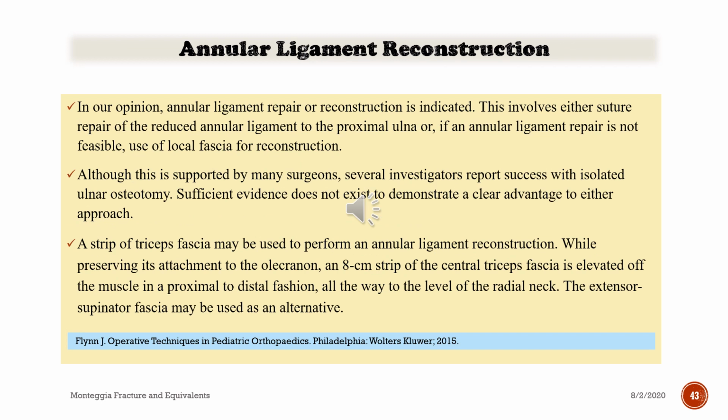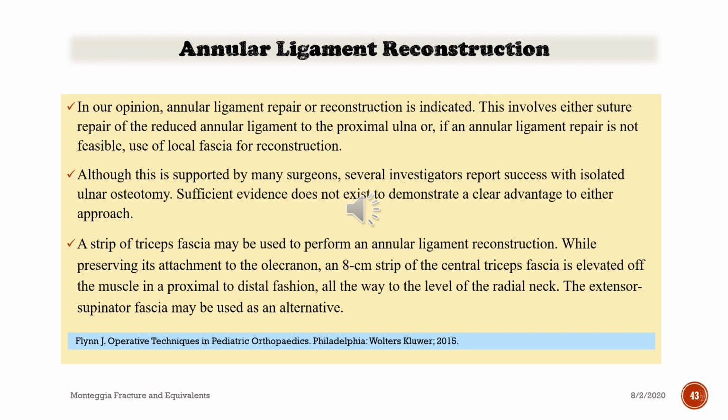Annular ligament reconstruction. In the author's opinion, annular ligament repair or reconstruction is indicated. This involves either suture repair of the reduced annular ligament to the proximal ulna or, if an annular ligament repair is not feasible, use of local fascia for reconstruction. Although this is supported by many surgeons, several investigators report success with isolated ulnar osteotomy. Sufficient evidence does not exist to demonstrate a clear advantage to either approach.